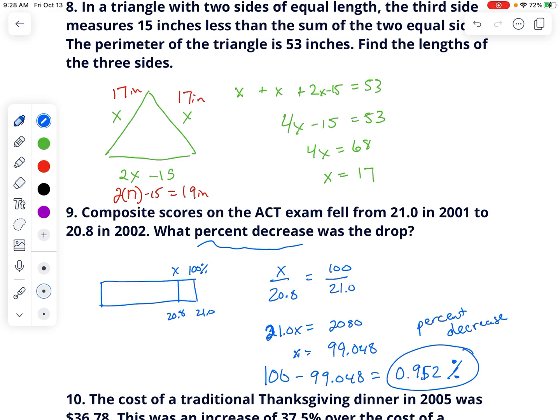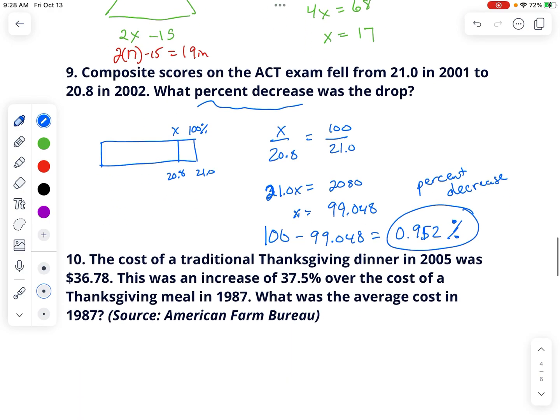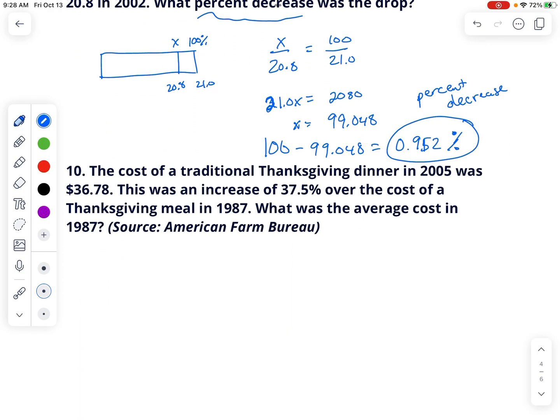It's not too much, but also the scores really didn't drop too much. They just dropped by 0.2. So there shouldn't be that drastic of a drop. And so that's why we see such a small percentage drop. So we really do want to know what that x represents. And the x didn't represent the answer in this case. So we did have to do one more step.